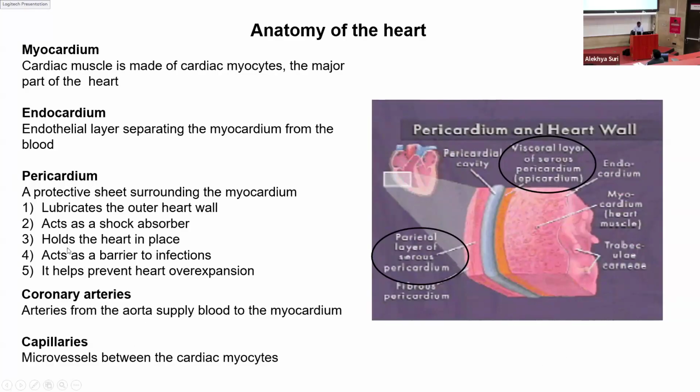The other important parts of the heart are coronary arteries. The coronary arteries are the arteries which supply blood to the myocardium. We're going to see that a little bit in detail. And then the capillaries are the microvessels which connect between the cardiac myocytes to supply oxygen.